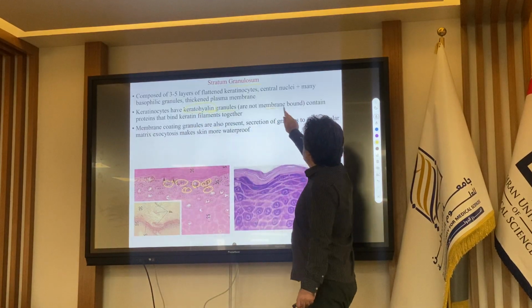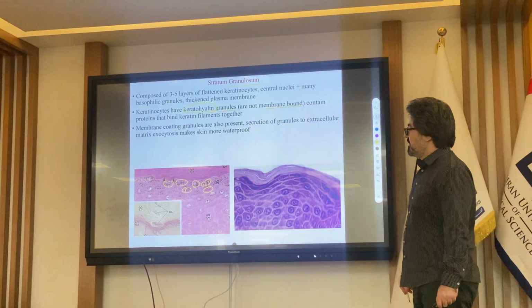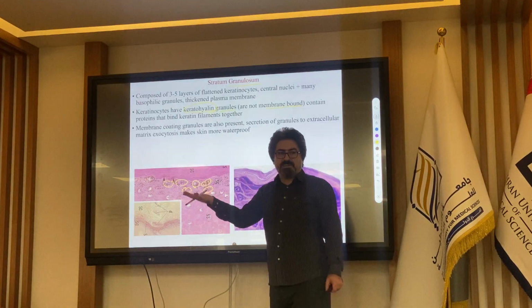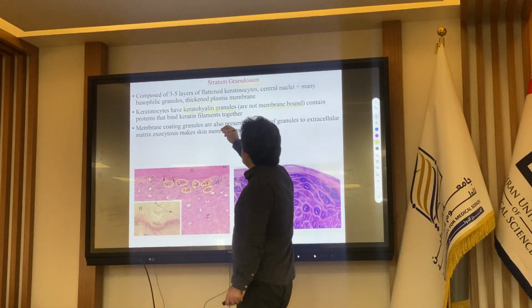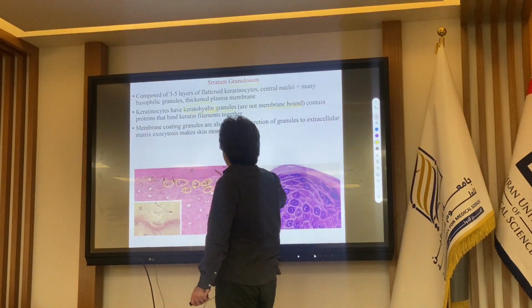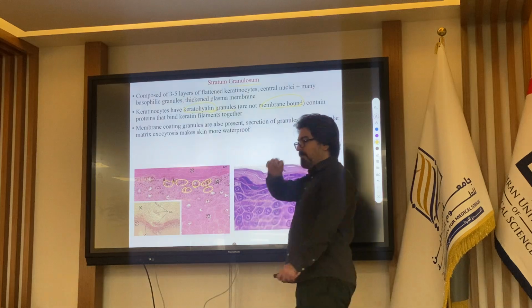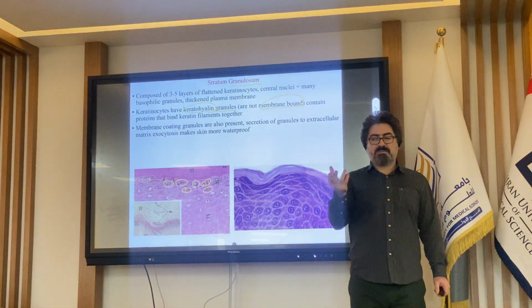They are not membrane bound. Keratohyalin granules are within keratinocytes. The cells are keratinocytes, as I told you. And within these keratinocytes, there are keratohyalin granules. This type of granule is not bound by plasma membrane, or by something like plasma membrane.